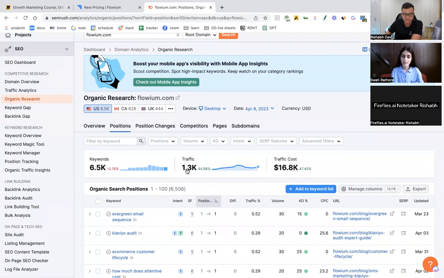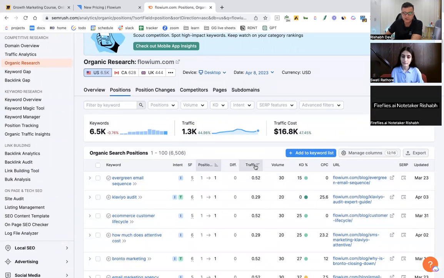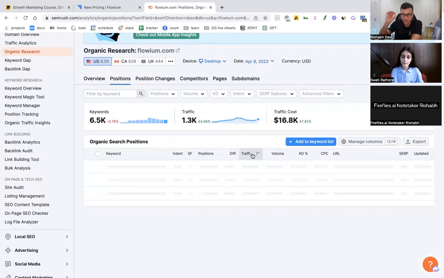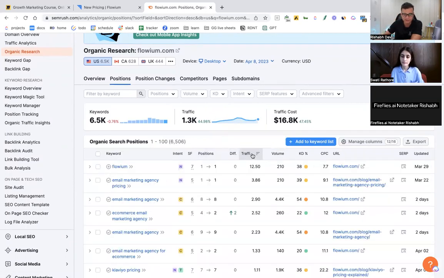So they're getting 1,300 monthly traffic from these keywords. Now here you see traffic percentage, which is basically how much percentage of the traffic is coming from this keyword. I want to find the biggest winners for them. So 12% is their brand name. This is what people are searching for.